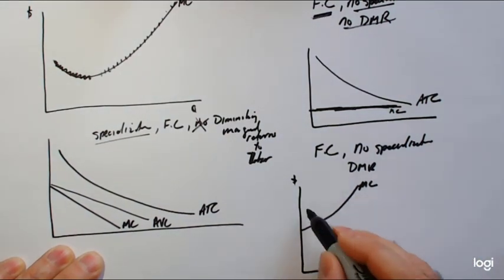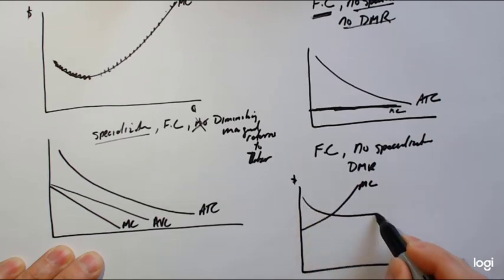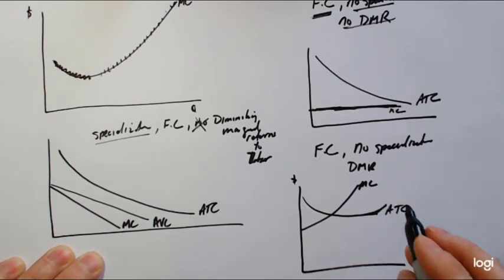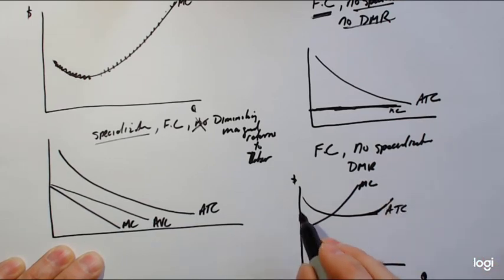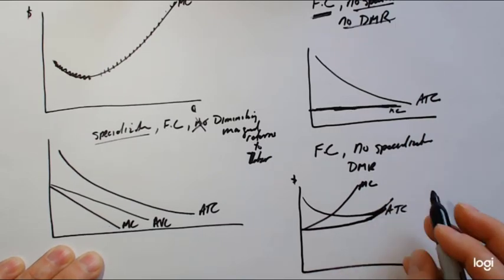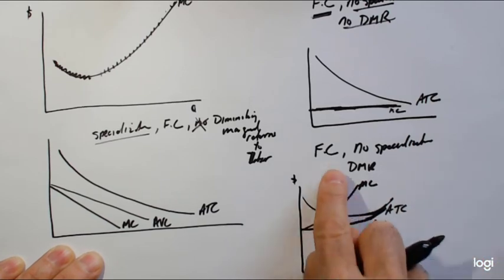You're going to have an average total cost curve that's going to look something like this, an ATC. It's going to go up a little bit, right? And then you're going to have an average variable cost curve. It's going to come something like this. It's going to come up asymptotically, getting closer to this because of the fixed costs.